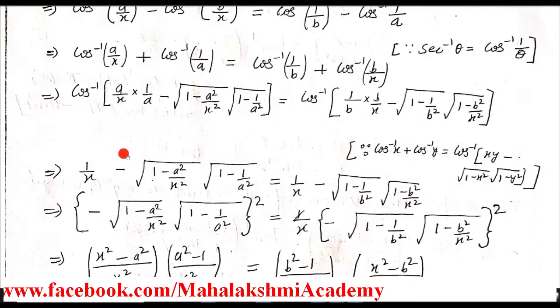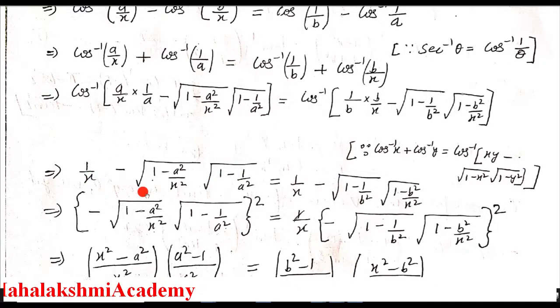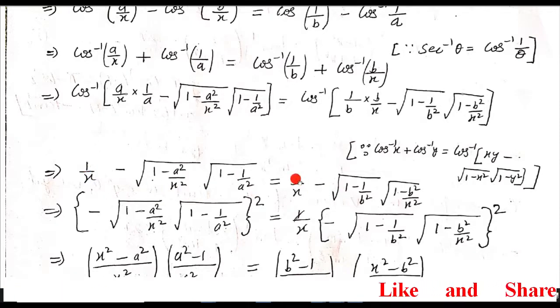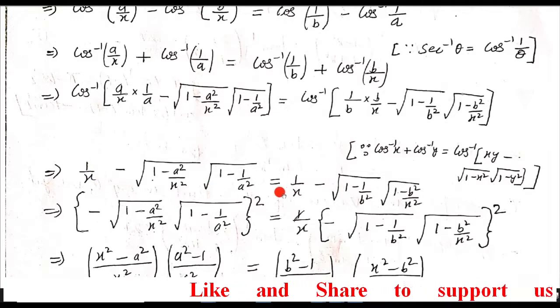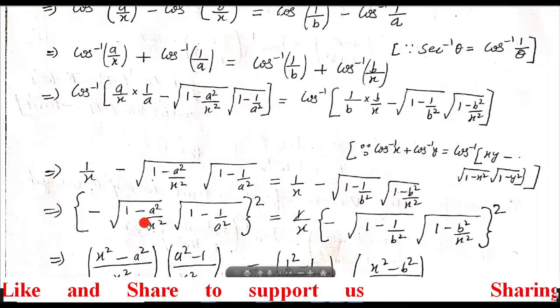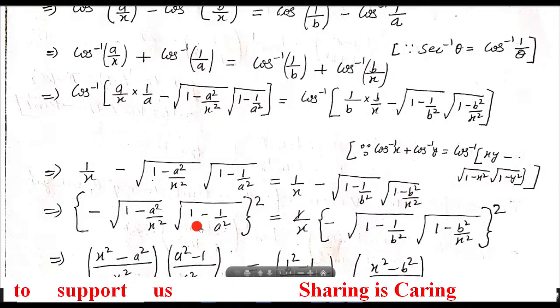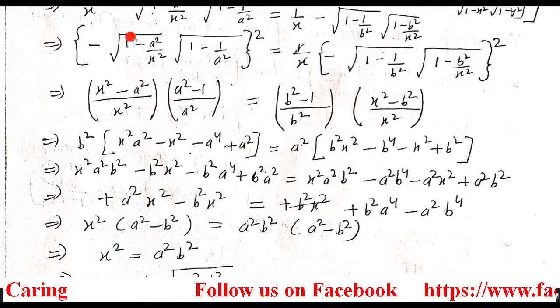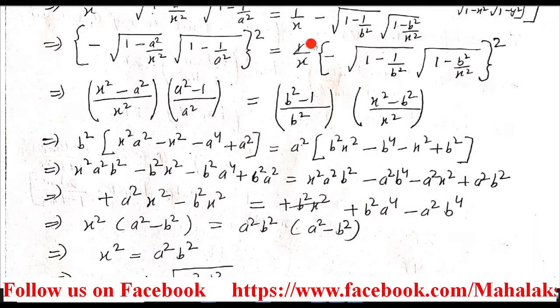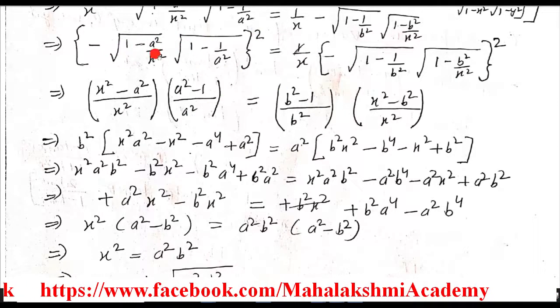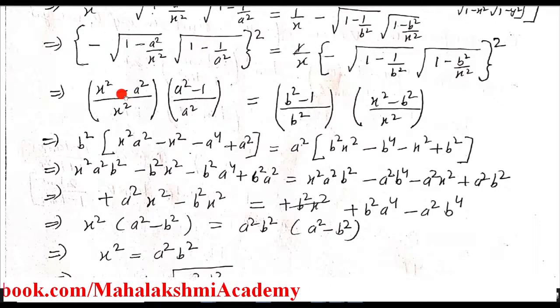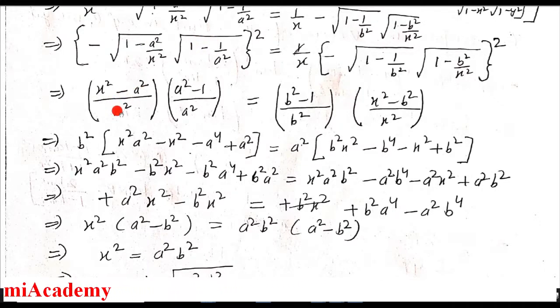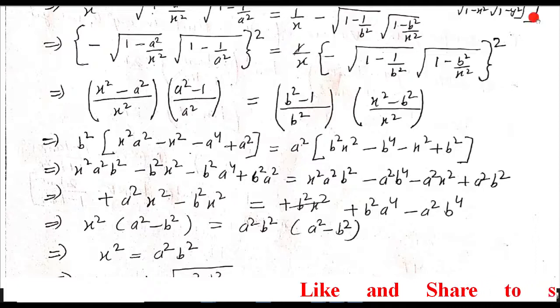Now after all the cancellation and writing the remaining terms, again we observe both the left hand side and right hand side. We find that this 1 upon x and 1 upon x is the same on both sides. So just cancel them. Then we are left with these root terms, so just square them. When you square these root terms, the minus sign is also removed, as well as the root symbol, because of the whole square on both sides. Then take the LCM inside here, and here also. After taking the LCM, you get x square minus a square upon x square, and here a square upon 1. In the same way, take the LCM here also.